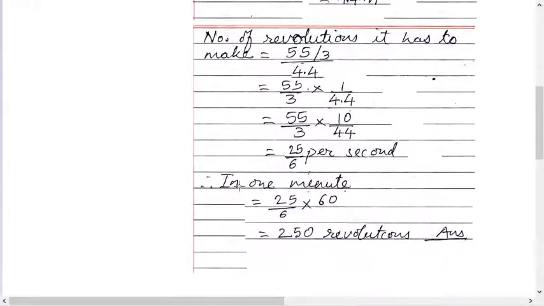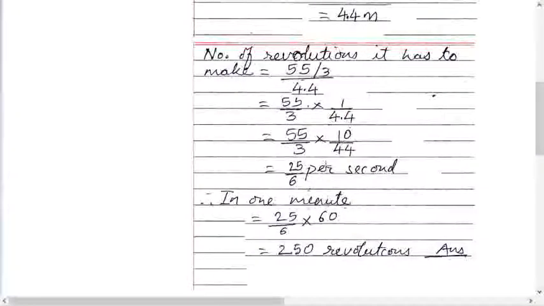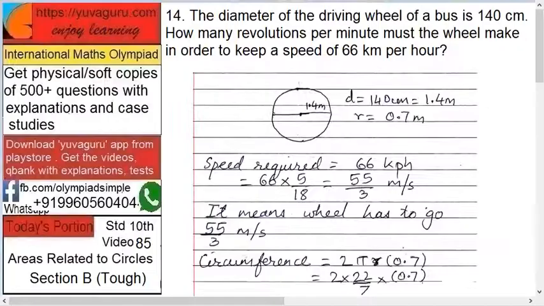So in 1 minute how much is required? Why 1 minute? Because in the question it's asked how many revolutions per minute. Now we have got the revolutions per second. So per minute means 25 by 6 into 60, that is 250 revolutions are required.